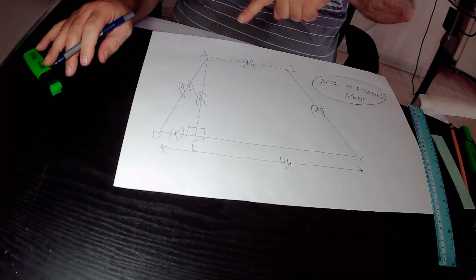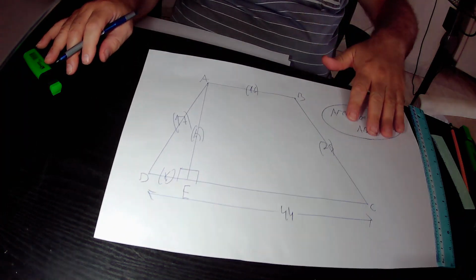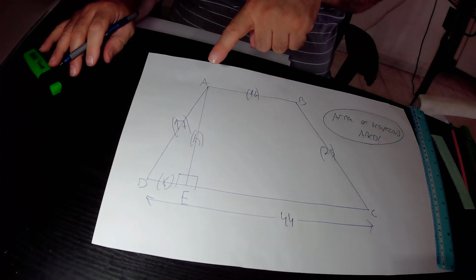So in the next step, I'll copy the right triangle ADE onto a new page, and we will implement the Pythagoras theorem on this right triangle ADE.